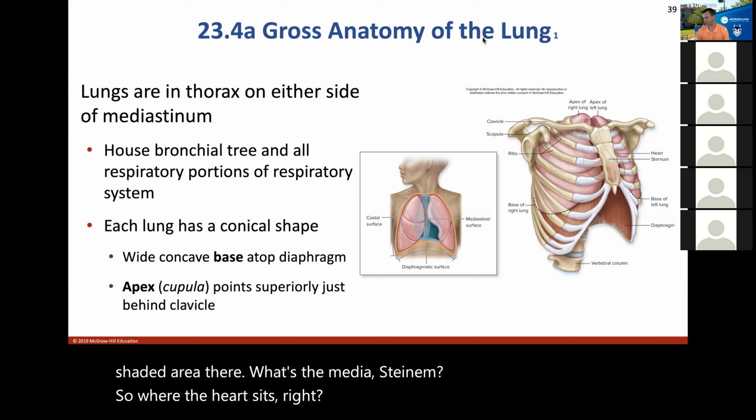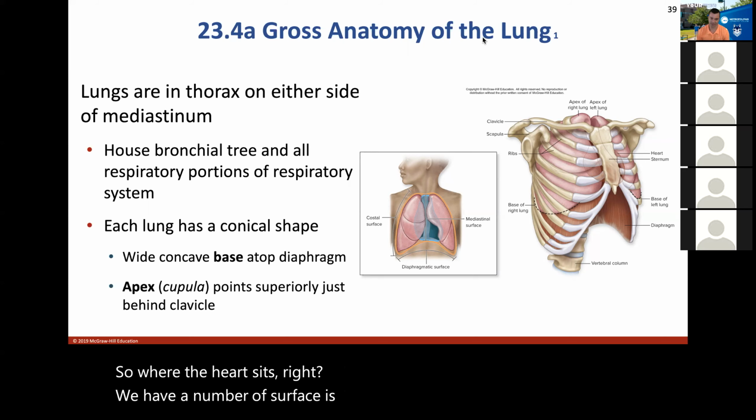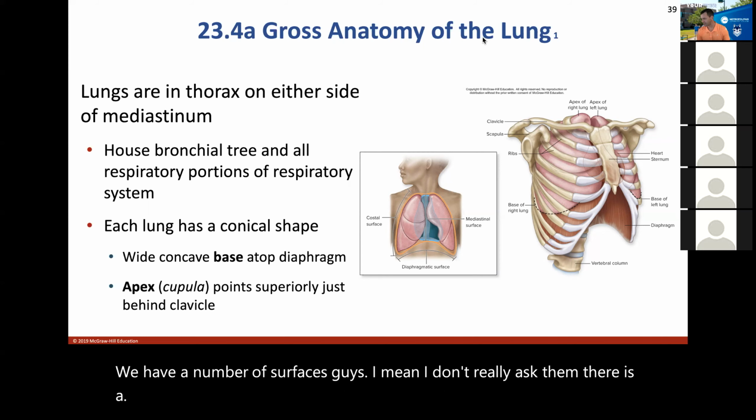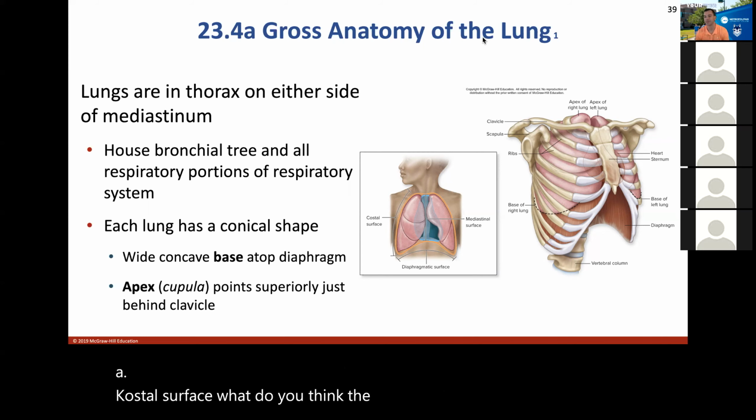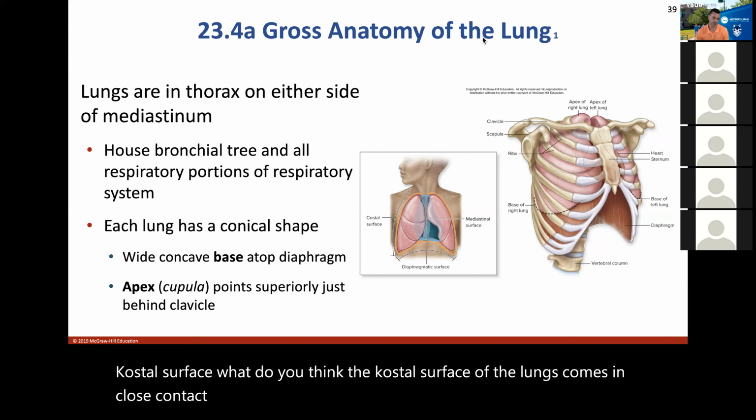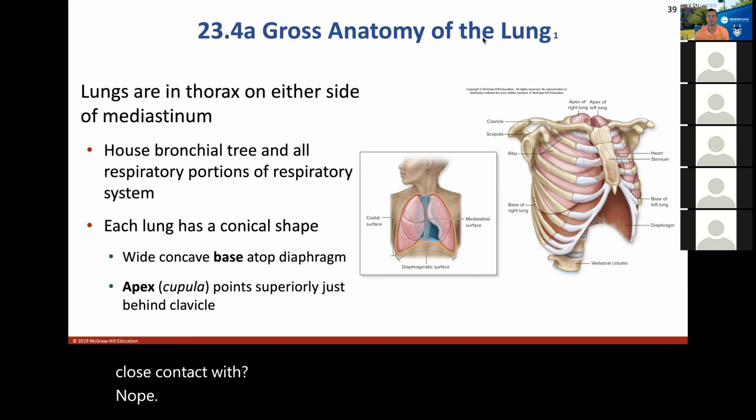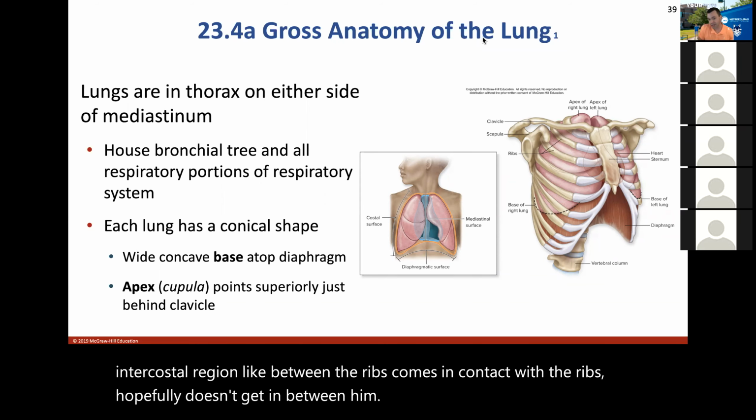We have a number of surfaces, guys. There's a costal surface. What do you think the costal surface of the lungs comes in close contact with? The diaphragm. Nope. Costal. Intercostal region, like between the ribs. Comes in contact with the ribs. Hopefully it doesn't get in between them. But it comes in contact with the ribs.